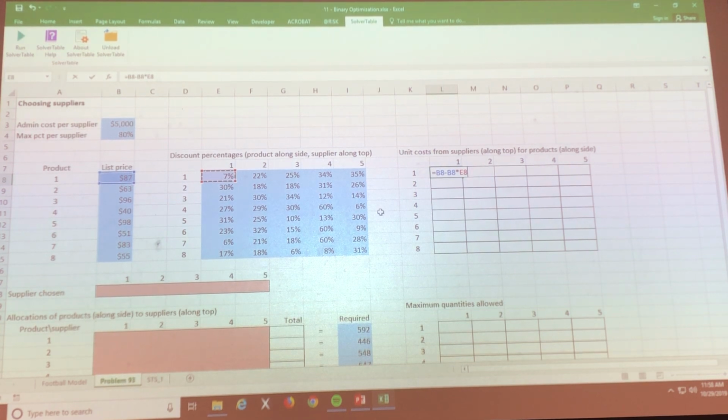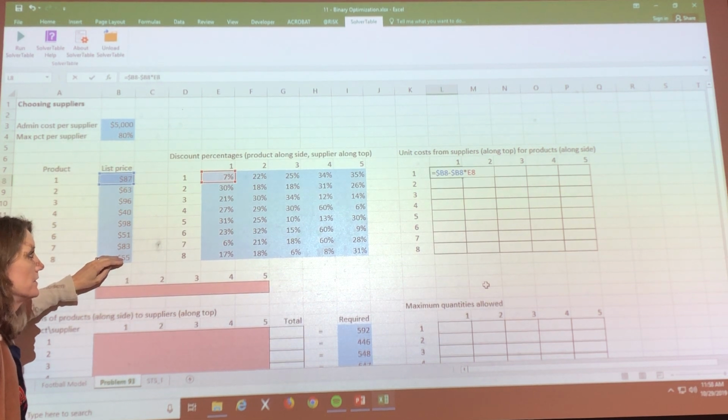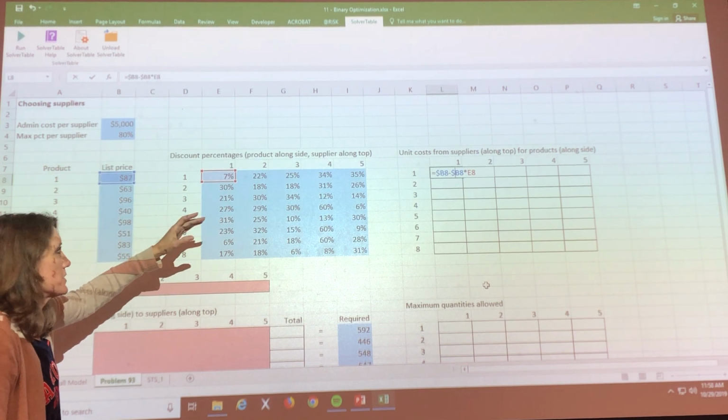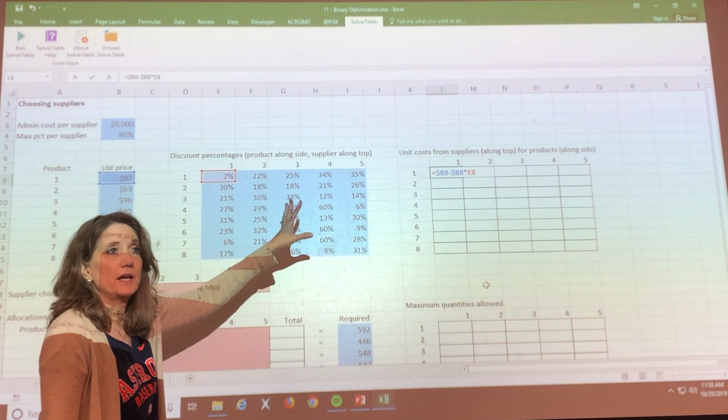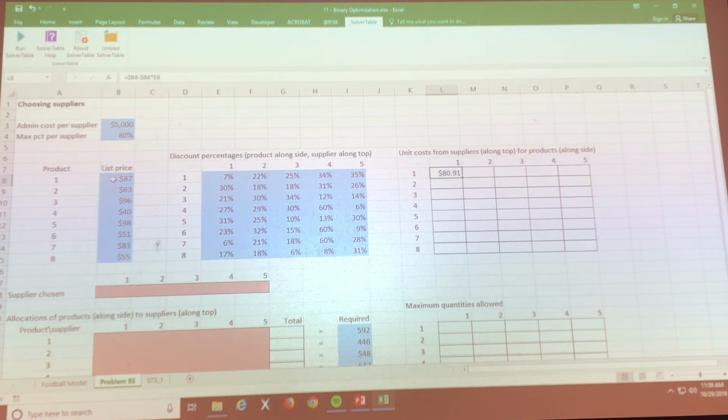But in this formula, the way I have it, I need to make sure that there's a $ sign in front of the B's, because I'm not gonna want that to move over, but I will want it to move down. As far as in front of the E8, and that's in there twice, I want it to move everywhere, okay? There's no place I don't want it to move. It's gonna move all around that grid, over columns, down rows, the whole thing. So that's my formula. So instead of it being $87, it's $80.91.